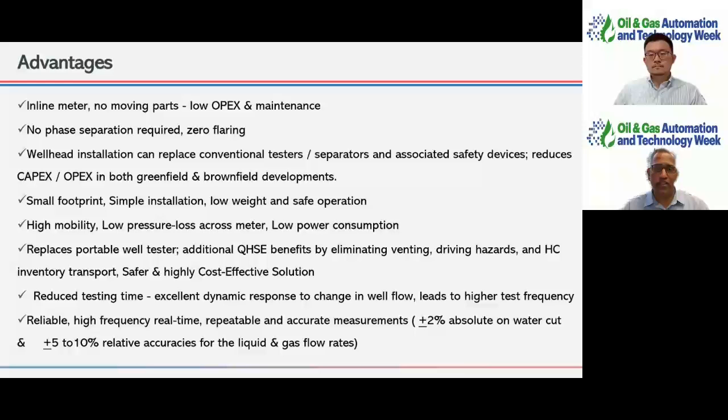So there's no phase separation, so it's a zero flaring meter. These meters can be installed right at the wellhead for the high pressure, 5K meters, or you could have maybe a 300 class or a 600 class meter installed in a flow line.